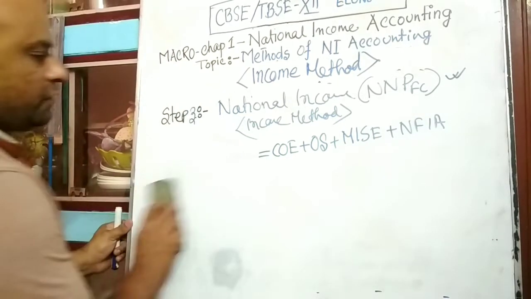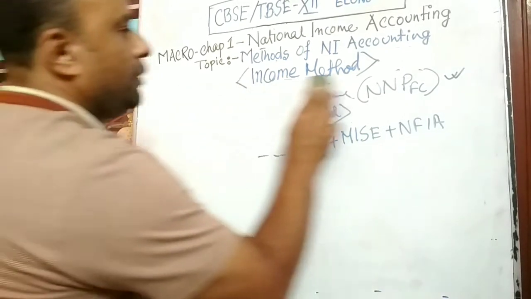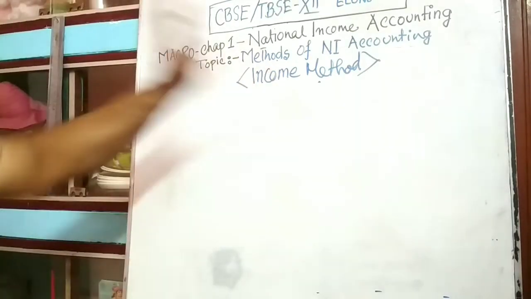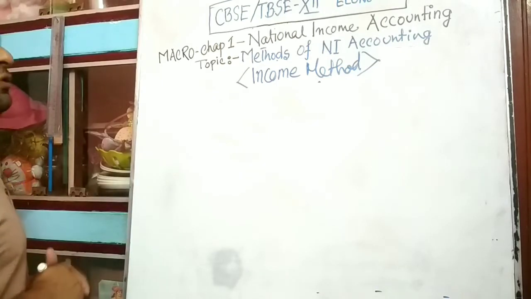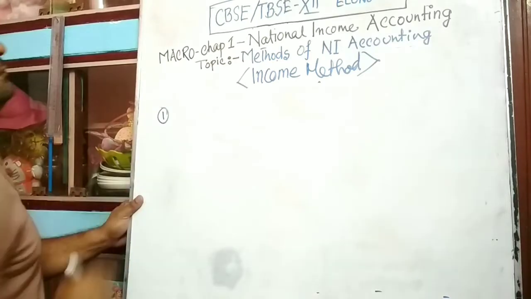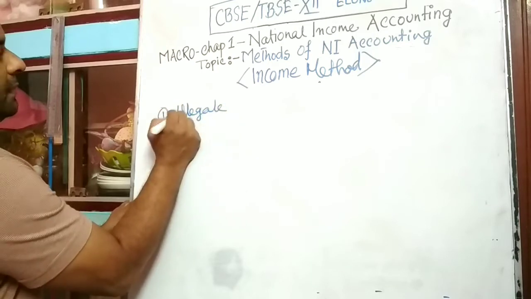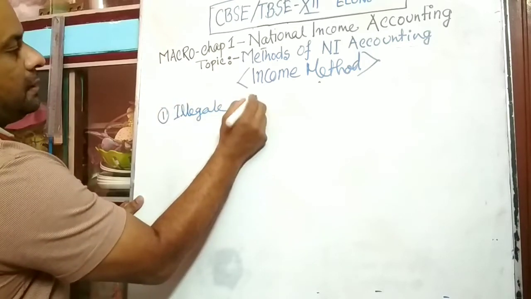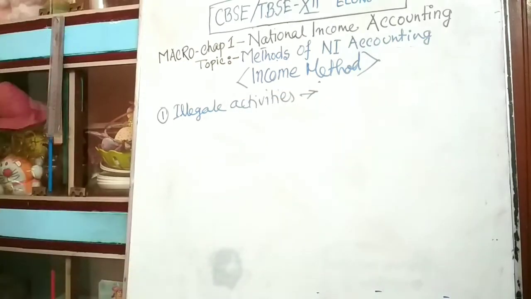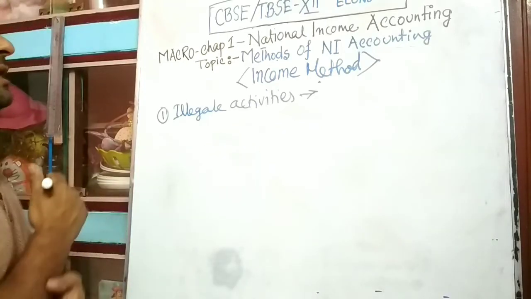Now, precautions of income method. Precautions means what are included, what are not included, which incomes are included, which are not. Income method does not mean all income will be included. Lot of incomes are there which are not included. For example, number 1, illegal activities. Illegal activities are not included in national income. Income generated from illegal activities like begging, robbery, gambling, these are illegal activities.